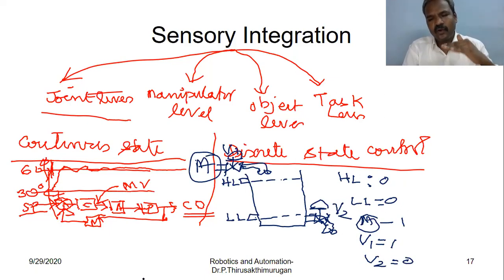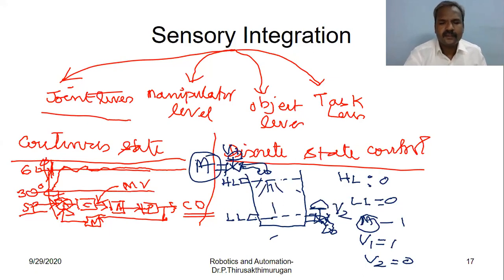So when low level and high level are 0, V1 should be open, so V1 open, V2 close. 0 means close, 1 means open. You can assign either way. So when water starts filling in the tank, LL becomes 1. When the state is LL equal to 1 and HL equal to 1, what happens? V1 should be closed when HL is 1.